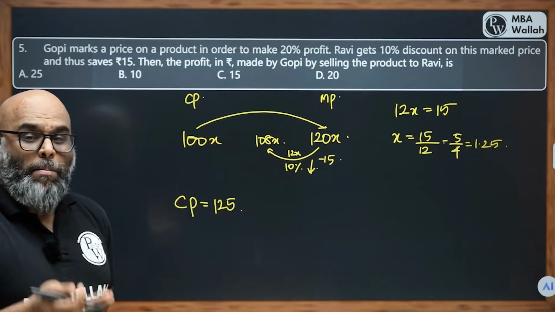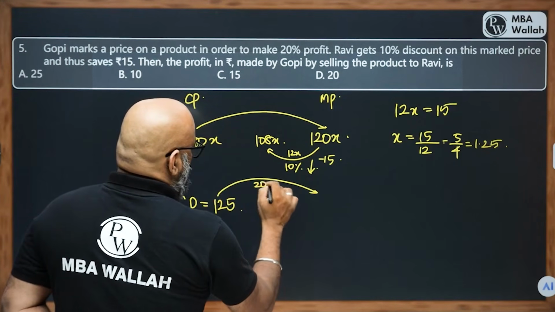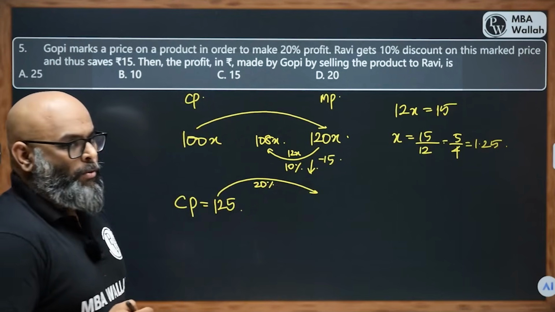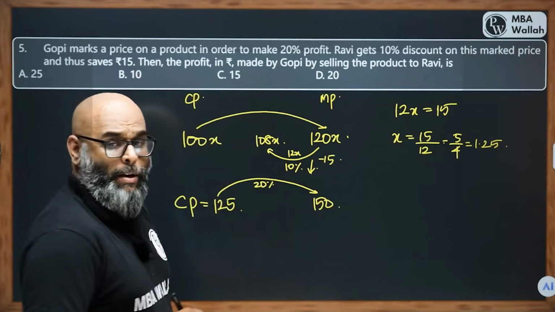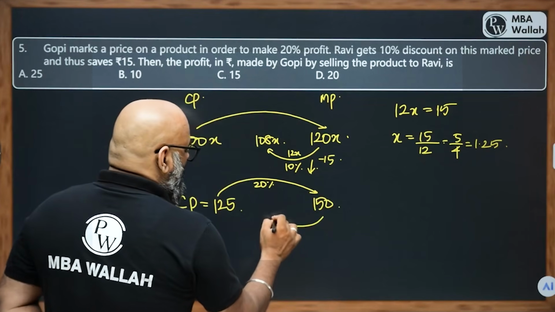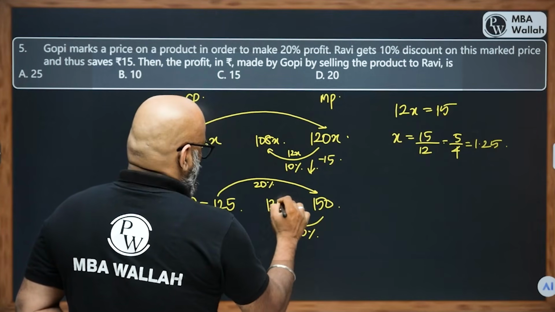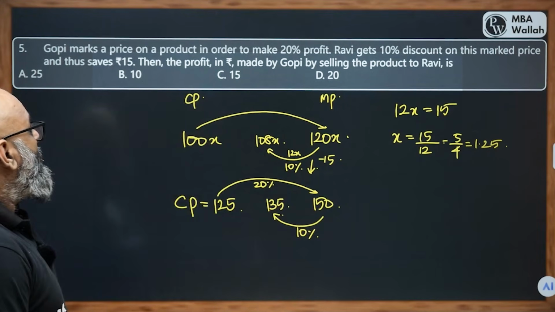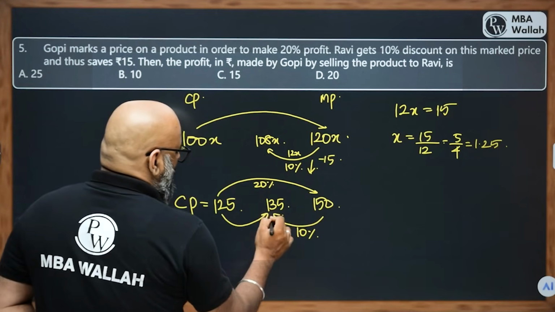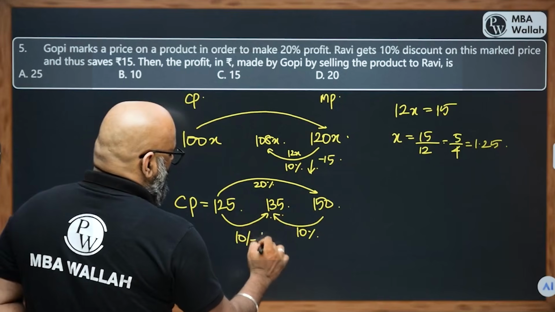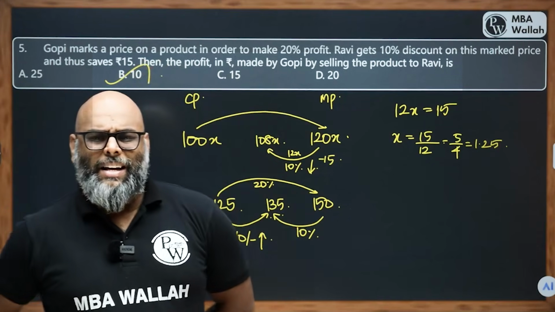He's marking it up by 20%. So from here, a 20% markup, 1/5 of 125 is 25. So he marks it up to 150 rupees and then gives Ravi a discount of 10%, which means he's selling it at 135. So the profit in rupees made by Gopi: buy it for 125, sell it for 135. That's a 10 rupees profit. Answer option B. Another nice and elegant question.